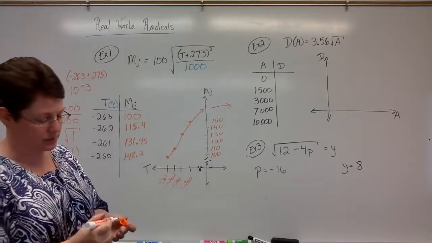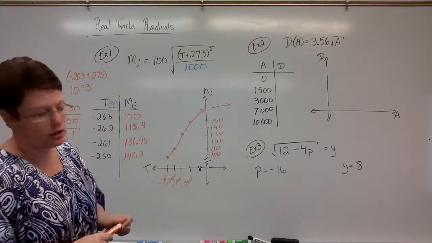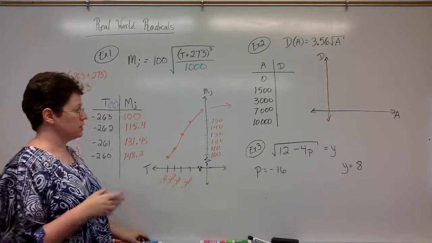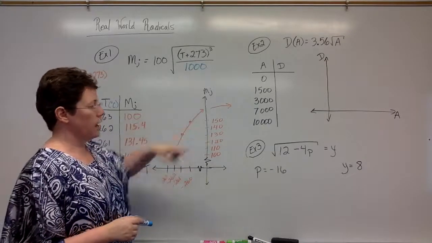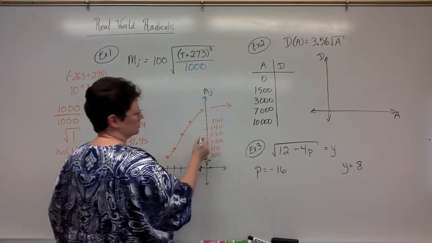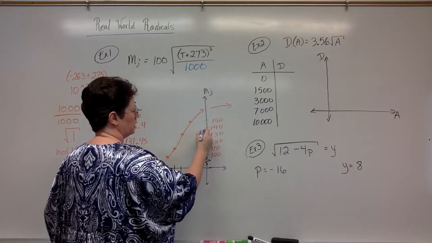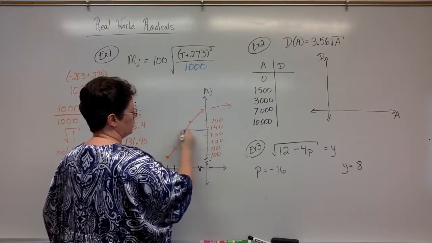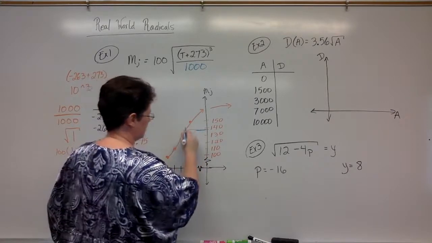Now, what did they ask us? They want to know for a mass of 137. Okay, so on my y-axis, where is 137? It's right about there, just under 140. So I'm going to go over 137, hit my curve, and then go down.